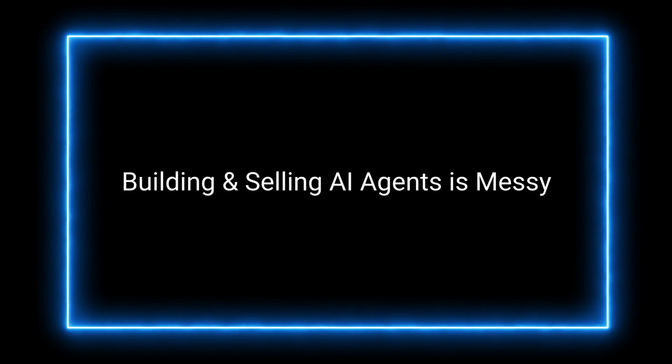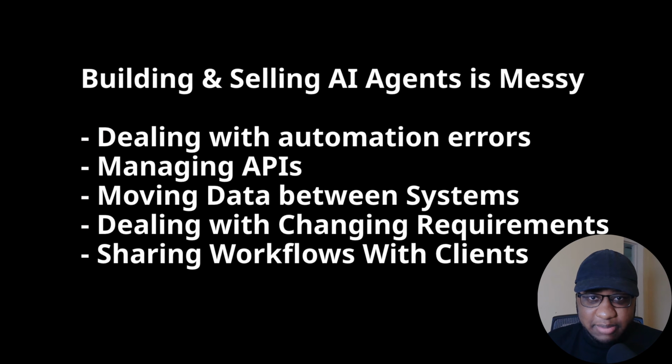Starting with building and selling AI agents is messy. I'm just going to rattle off a couple things you might be familiar with. Maybe you haven't run into these problems yet. I think the number one thing is really just dealing with these automation errors. These happen randomly inside of your workflows, randomly inside of your systems. And most people, they really just start building things until they get it to work, quote unquote, and then that's it. They throw their hands up and I'm done.